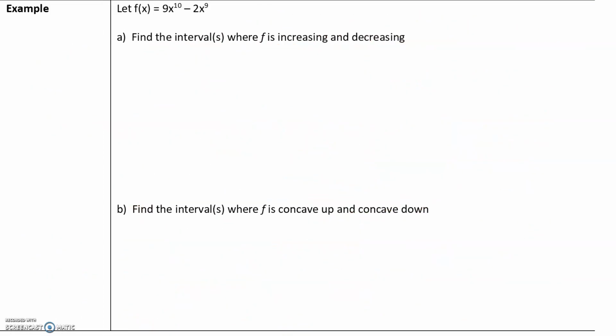Got one last example, which I'll start. I don't know if I'll have time to finish it because I do get cut off at a certain point. So let's find the intervals where f is increasing and decreasing. So by now we know this is the first derivative. So let's take the first derivative of this, which is going to be 90 x to the 9th minus 9 times 2 is 18 x to the 8th.